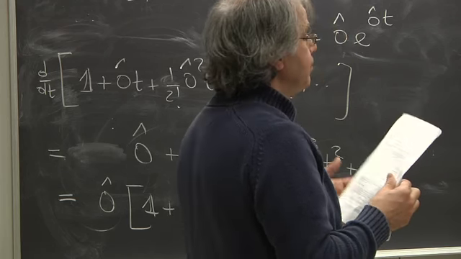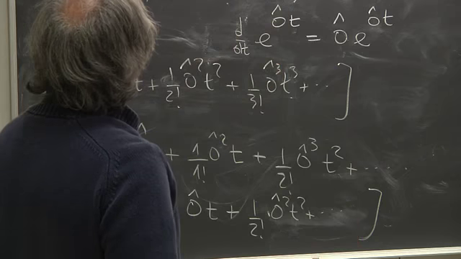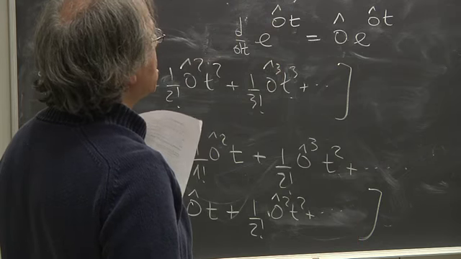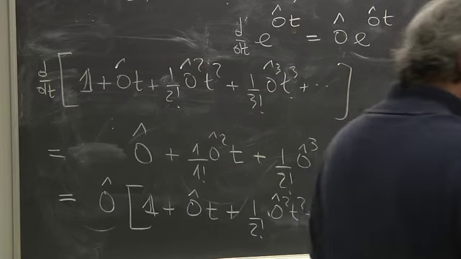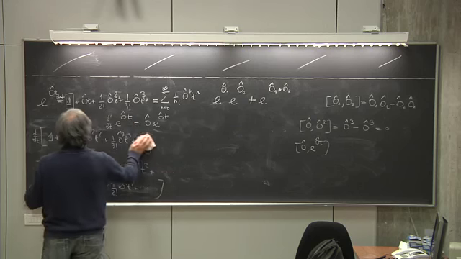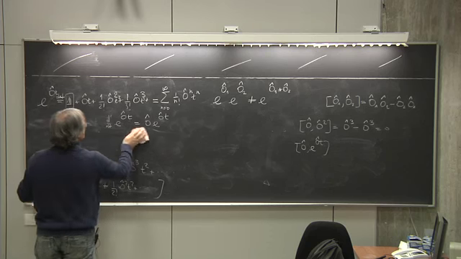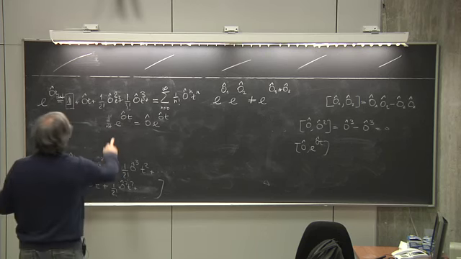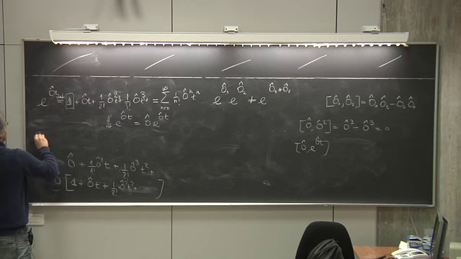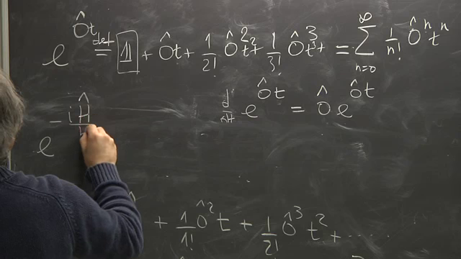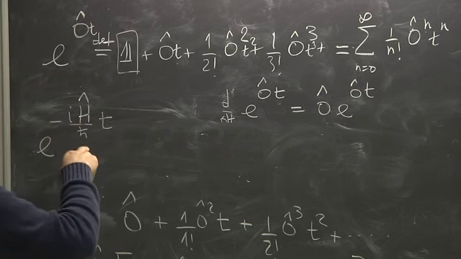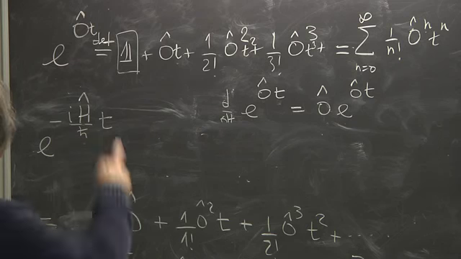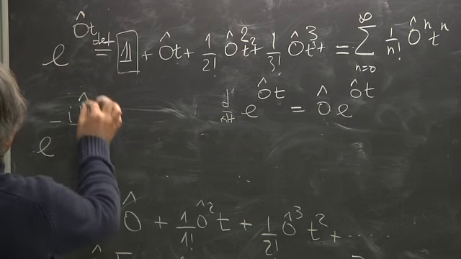Very, very good. Now, you might ask, why do I invoke this object, the exponential of an operator? Well, it's useful. Let's see. Take as operator O the following object: minus i, the Hamiltonian operator, divided by h bar, times t, obviously. So this will be my O.